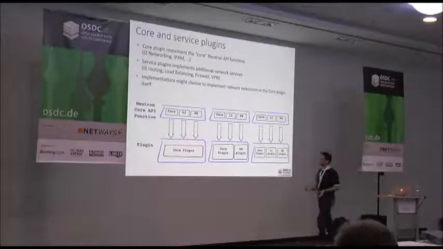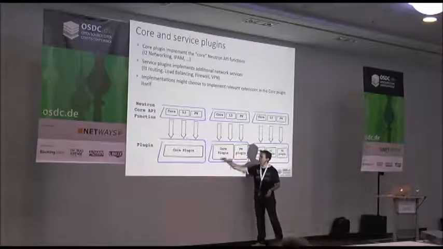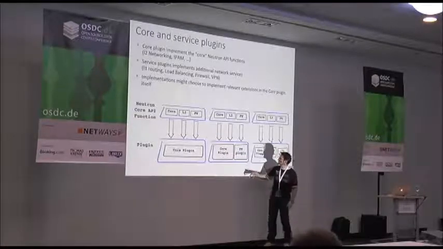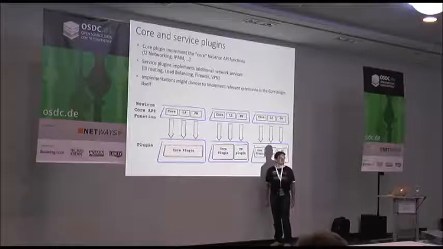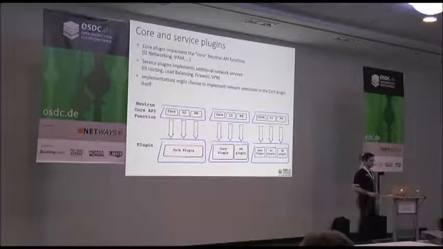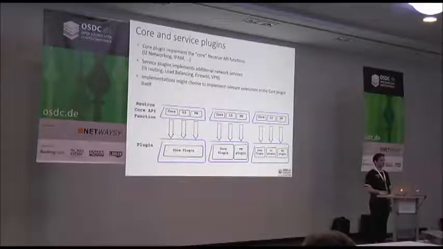So we could build something like the core plugin is a plugin that does overlay networks with VMware, and the load balancing or firewall plugin could be something that speaks to a physical load balancer, an F5 or something like that, that have a services plugin for that.